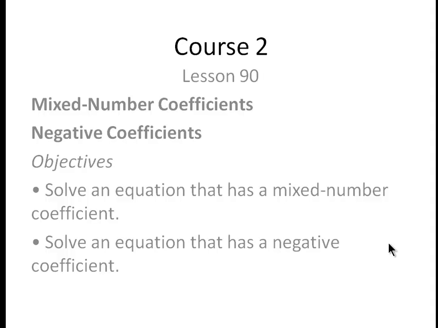Okay, welcome to Lesson 90 of Saxon Math Course 2. In this lesson we're going to talk about mixed number coefficients and negative coefficients, and we're going to solve equations using both of those.